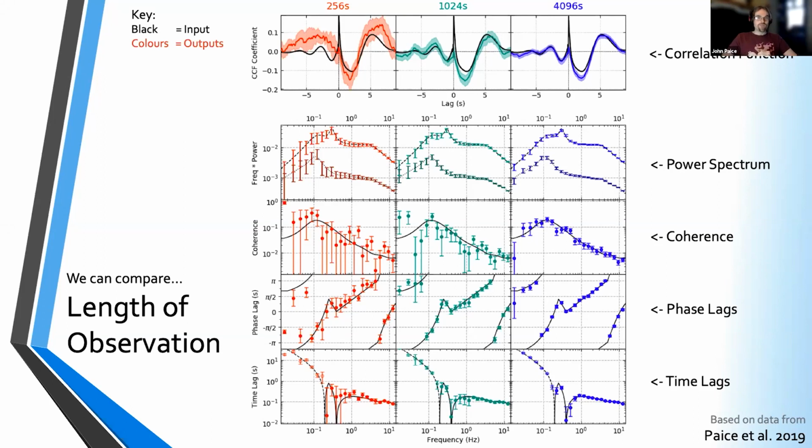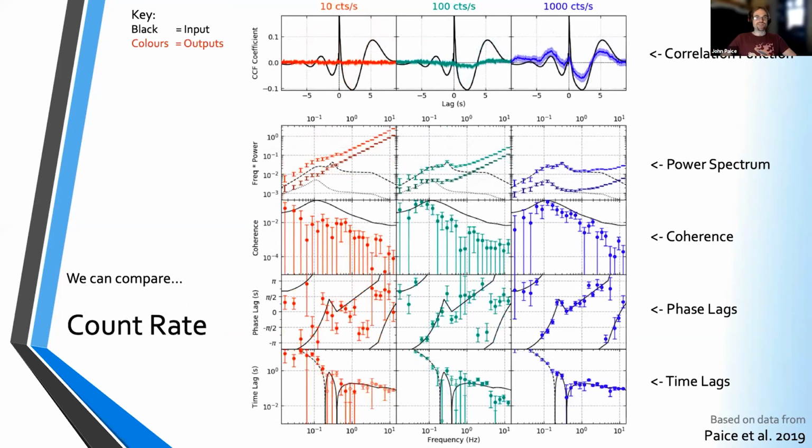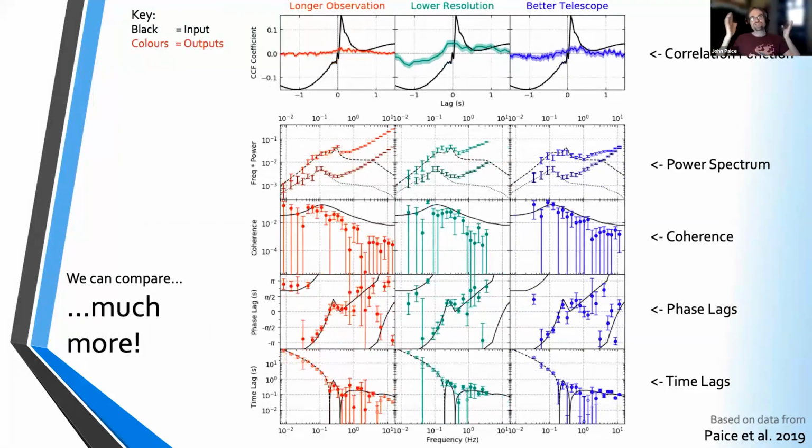We can also compare the effects of count rate. You can see at 10 counts a second, we're barely getting anything. There's too much noise. 10 counts a second just isn't good enough for this particular observation that I simulated. But if you go all the way to 100 and 1,000 counts per second, you start seeing some differences there. You can simulate so much more as well.